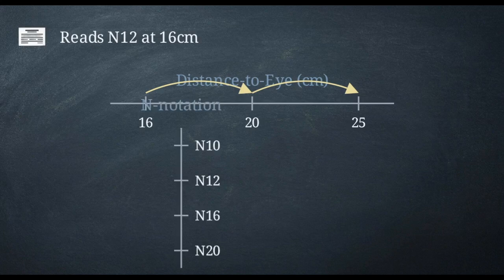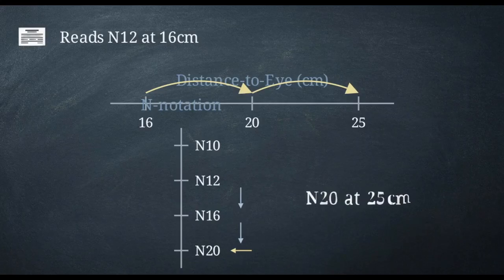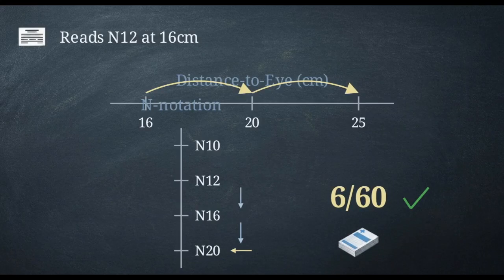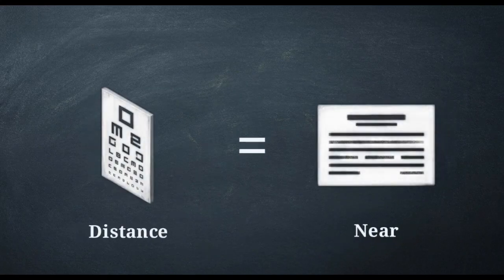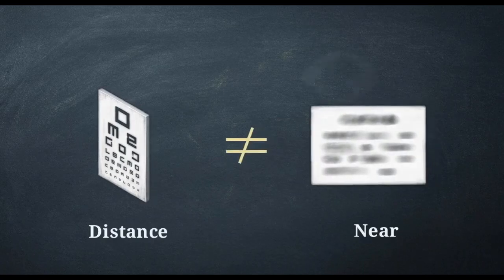Because they had to hold the text 2 steps closer, their actual acuity is 2 steps worse than N12. Moving 2 steps down the N notation ladder brings us to N20. And since we know N20 at 25 centimeters is our baseline, their distance equivalent is exactly 6/60. This conversion highlights whether a patient's near vision aligns with their distance performance. If it doesn't, it signals that secondary factors, like a central scotoma, are disproportionately impairing their reading.